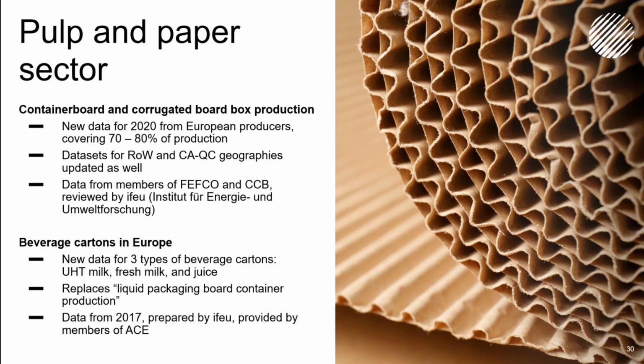The second update concerns new datasets for beverage carton production for 3 types of liquids, which include UHT milk, fresh milk, and juice. The datasets are based on an LCA study on beverage cartons in the European market, which was conducted by IFEU. The data for that study is from 2017 and was provided by the members of ACE, which is the Alliance for Beverage Cartons and the Environment.